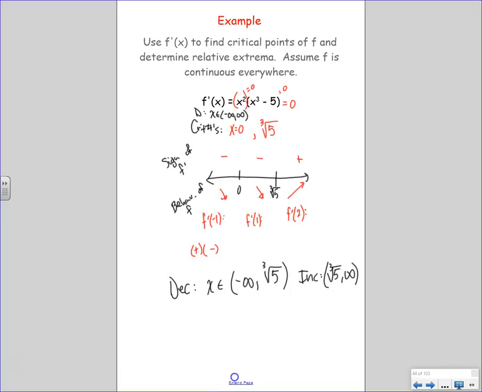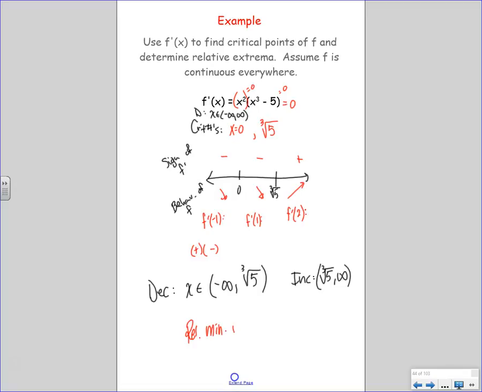Good. Now pause. What technically are we looking for though? That's part of it. We want relative extrema. So where's a relative extrema? The cube root of 5 is a relative minimum. Follow the flow. And it's a smooth turn because it's not a DNE. So we're going to say a relative min when x equals the cube root of 5.